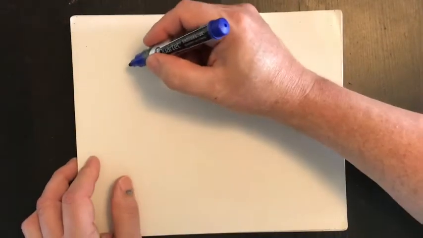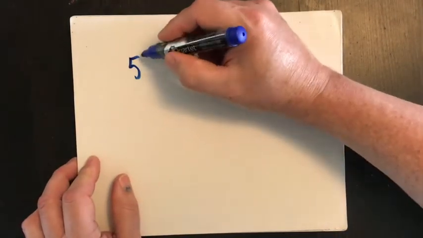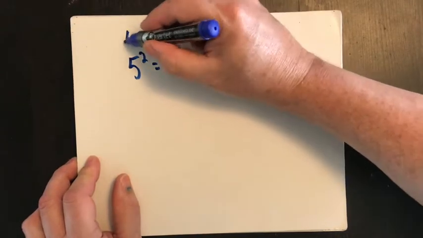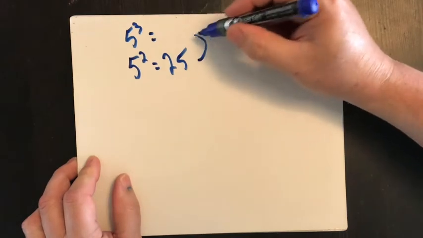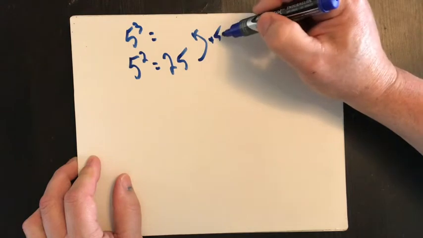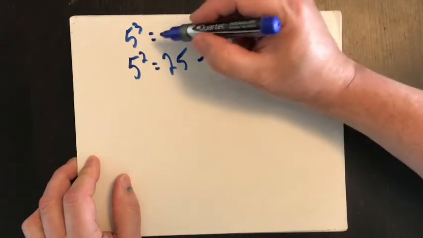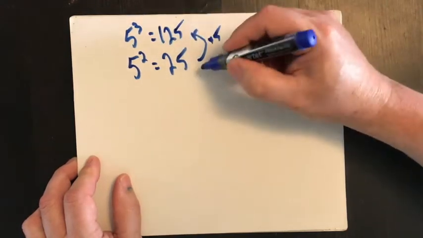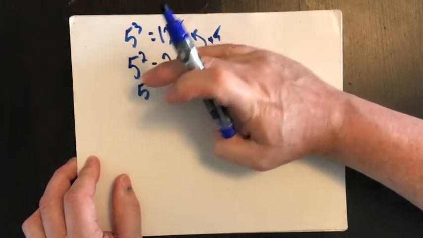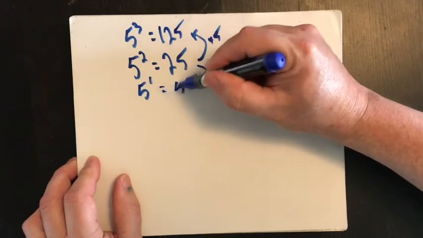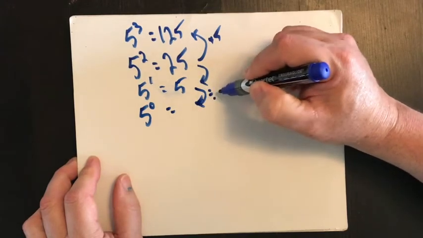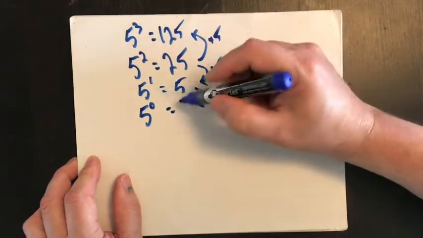This also works for 5. 5 to the 2nd, as you know, is 25. 5 to the 3rd can be found by doing 25 times 5. Which, what are 5 quarters worth? 5 quarters are worth $1.25. That's what 5 to the 3rd is. 5 to the 2nd is 25. 5 to the 1st is 5. 5 to the 0 is 5 divided by 5, which is 1.